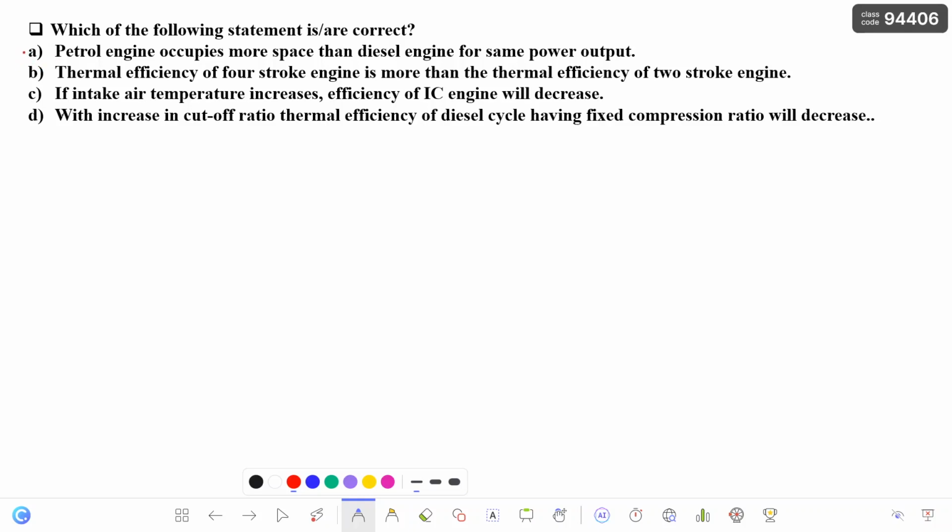This is false. Okay. Then the thermal efficiency of a 4-stroke engine is more than that of a two-stroke engine. Is this correct or wrong? It is correct. This is correct.